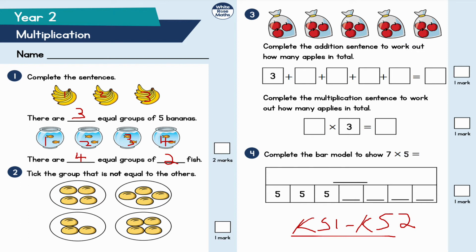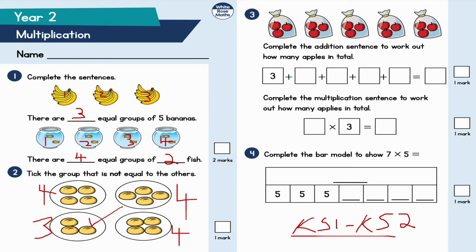This is question number 2. Tick the group that is not equal to the others. I've got 4 there, I've got 4, I've got 3 there, and I've got 4. So this is not equal. 3 doesn't equal 4. I've got 4 in this group, 4 in this group, 3 in this group, and 4 in this group.